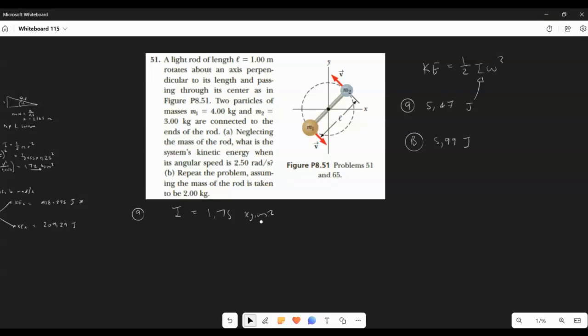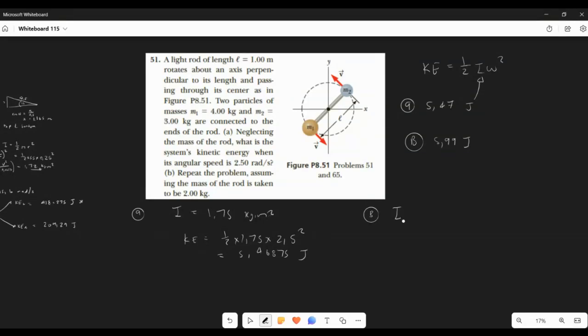Perfect. Once you have that, it's a simple plug and play of half times 1.75 times 2.5 squared, and you should get 5.46875 joules. I'm just being descriptive for that value, but it's 5.46.